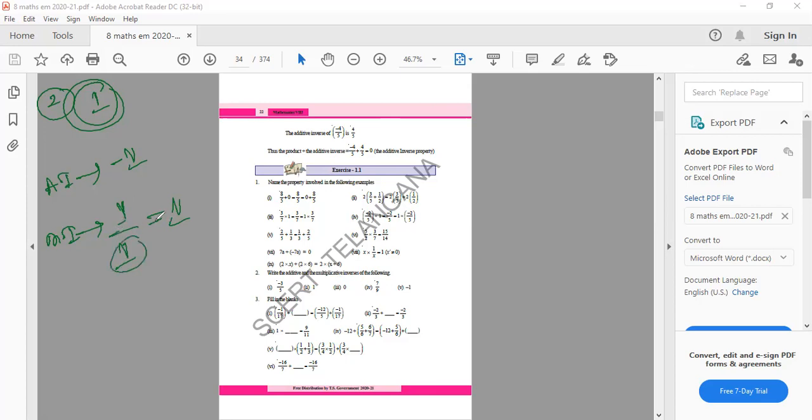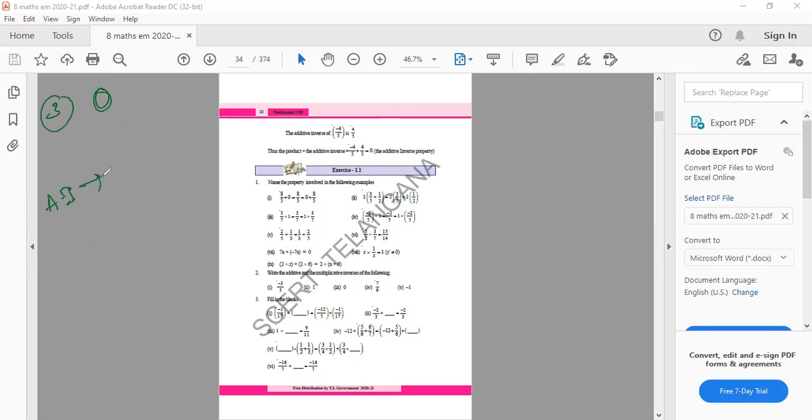Something we need to divide, that's all, you'll get the answer. Now go to the third question. 0. What is the additive inverse of 0? Minus of 0 is 0. It is 0 only. What is the multiplicative inverse? 1 by 0 is undefined, or does not exist. Anything you can say. No, both are the same only.